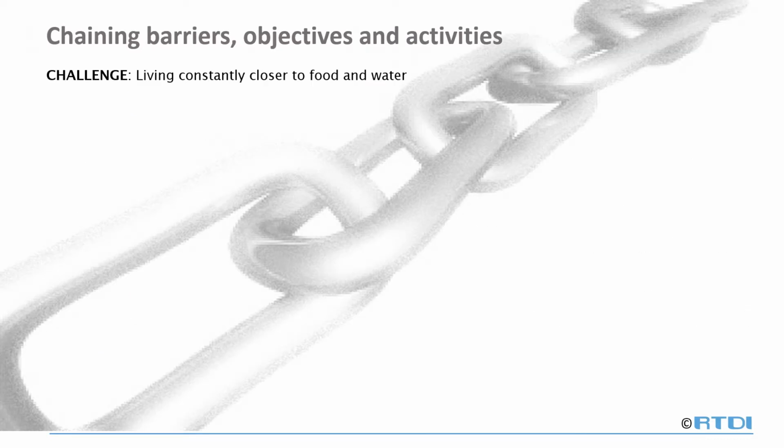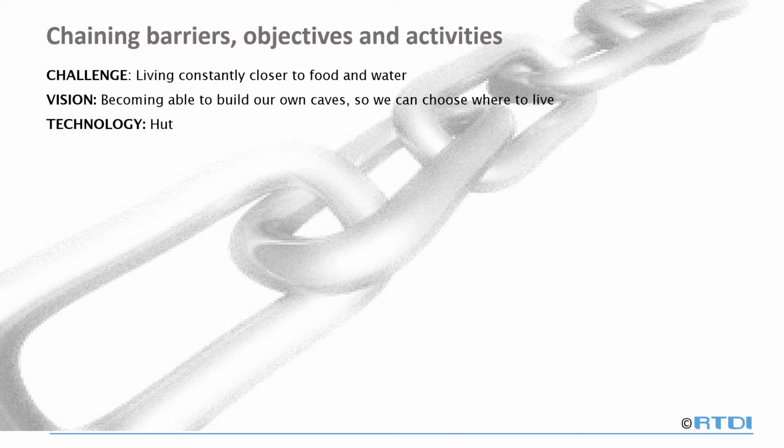So, if we have a challenge, living constantly closer to food and water, we have developed a vision, or built up a vision, becoming able to build our own caves so that we can choose where to live. This will be converted into a technology, which is a hat. We identify one barrier. There will be many barriers. One of them would be to guarantee supply of adequate raw materials for building.